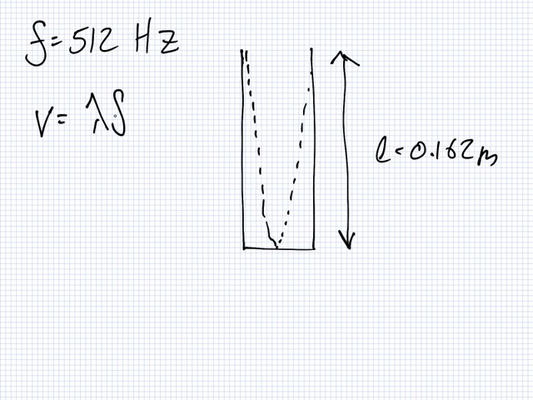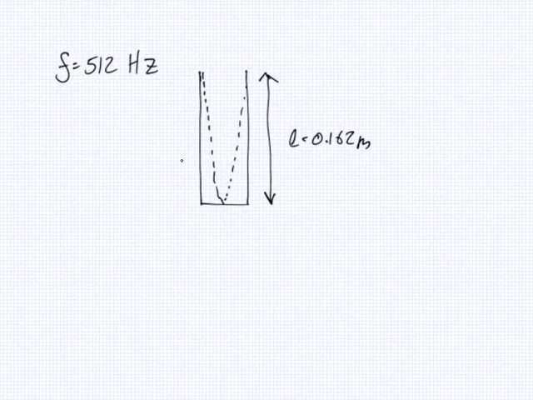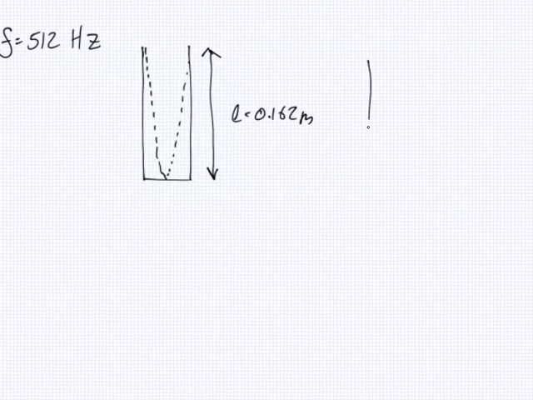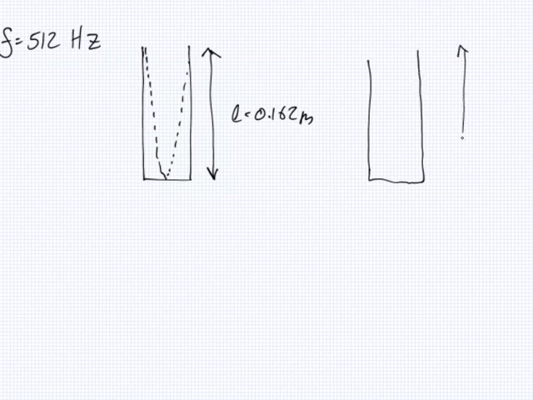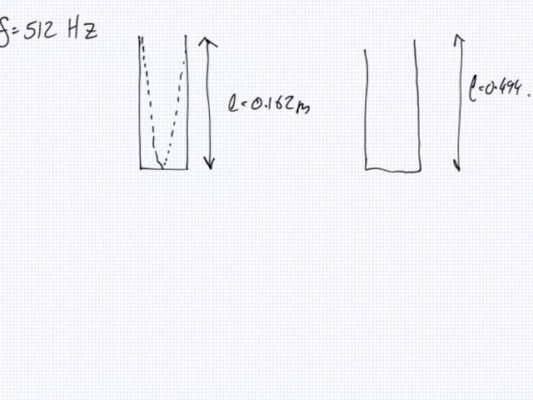This is the length of the first position, and then they give us the length of the second position. Okay, there's two pictures then. So the next one is what length? 0.494. The second position of resonance occurred when the length of the air column was 0.494. Yes, the second position of resonance.